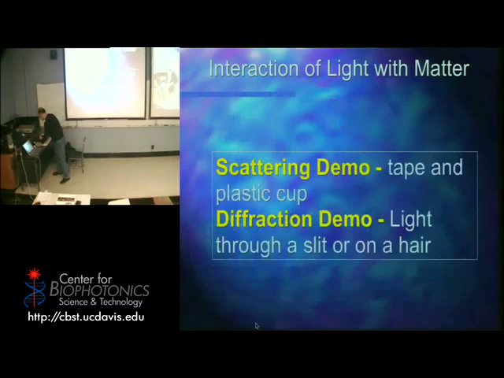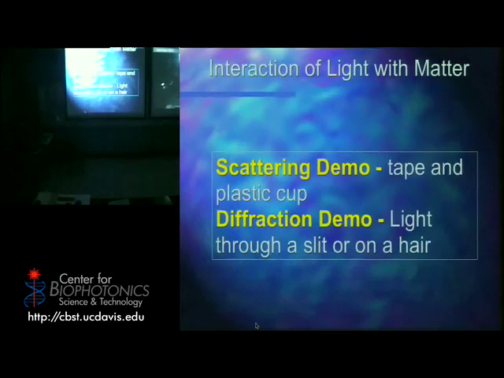But let me show you an example. I'm going to show you an example of scattering and an example of diffraction. And then you guys are going to do your own diffraction. So what I have here is a plastic cup, and I have a piece of tape. Tape is a very good medium for scattering light.